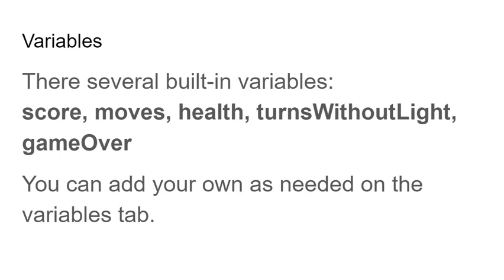There are some built-in variables inside of Lantern. Here are the most useful ones: score, moves, health, turns without light, and game over. Moves is like how long the game has been going on in turns. Turns without light is used for killing the player if you don't want them to be in darkness for too long. And then game over is like, has the player won the game yet? No, that one's fairly obvious. So there's some built-in variables for you already.